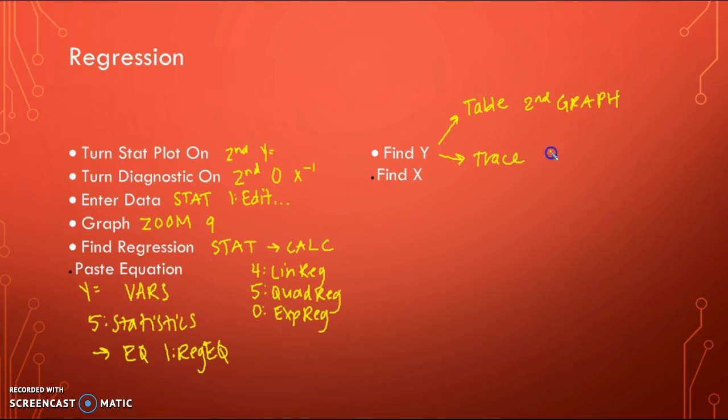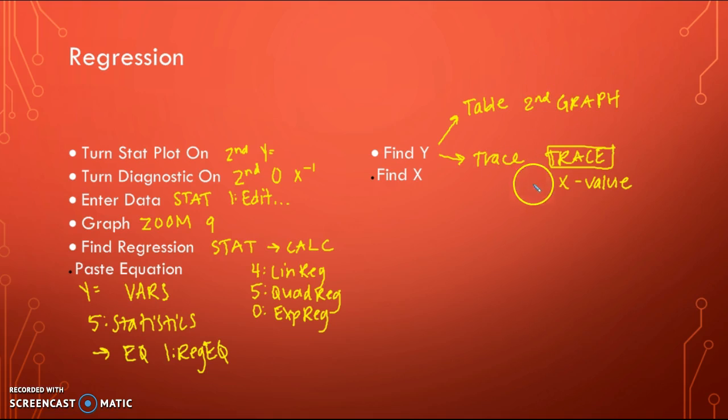So that's when you press the trace button, and then you type in your x value, press enter. And it's going to tell you what the y value is. Remember, when you use your table, you can skip. By pressing a second window, you can skip to whatever value you want in the table.